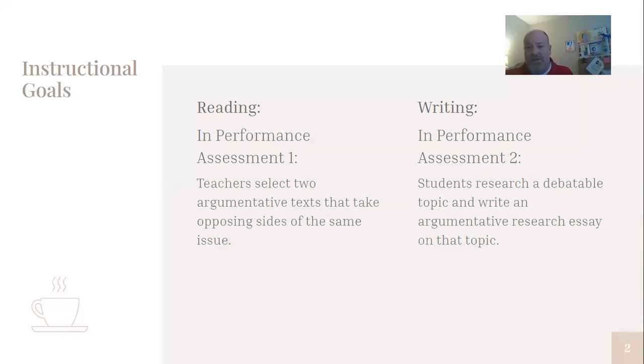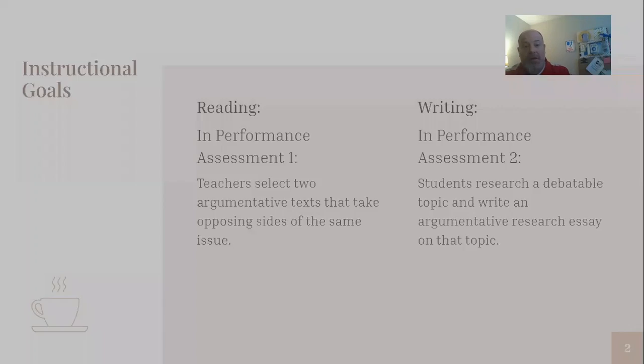When we look at our instructional goals for this unit, you probably noticed if you looked at the IFD, there are two performance assessments. One focuses on the pro-con around one issue. You take one mentor text that takes a pro side and then another mentor text that takes the exact opposite side on any particular issue, and you look at how those authors built their arguments. And then that directly correlates back to the writing, where the students are going to look at a topic that is debatable, something that there's multiple sides to. They're going to do research and then write their own argumentative research essay.